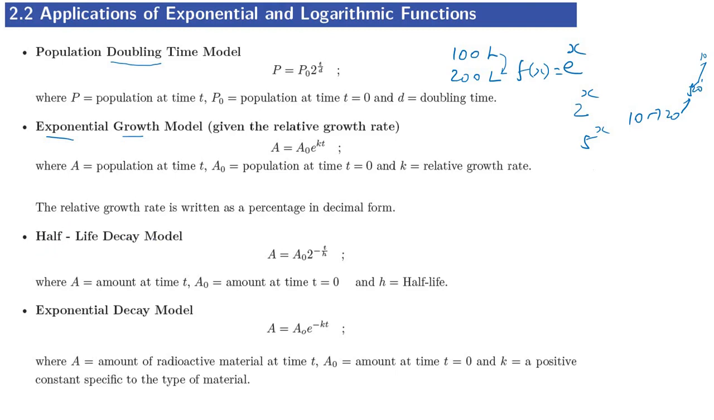The next one, half-life decay model. The word half-life, what is the meaning of half? 1 by 2. How can you write 1 by 2? 2 power minus 1. See, 2 power a negative number. You can see the same thing here, 2 power minus. Here it is 2 power plus, it is 2 power t by d. Here 2 power minus t by h. Okay, so with that you can tell this is the half-life decay model. Next one, here it is half-life. This is the keyword.